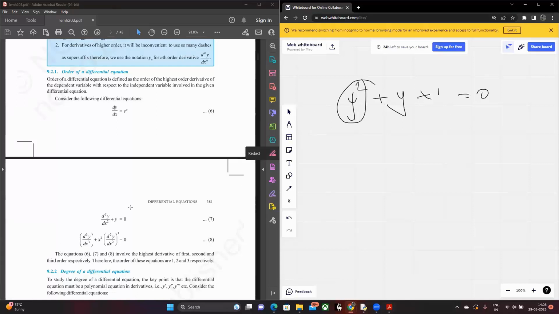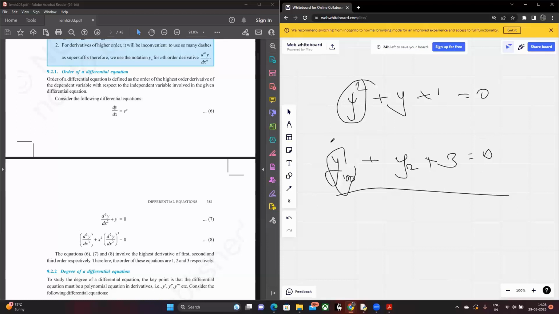Here, if you have a differential equation of the form y100, that is the 100th derivative of y, plus y2, the second derivative of y, plus 3 equals 0, something of this sort. This is a valid differential equation. I don't care what a solution is, or even if it has a solution, but it is valid. This has an order of 100 and a degree of 1, and that takes care of the two different things that you have.